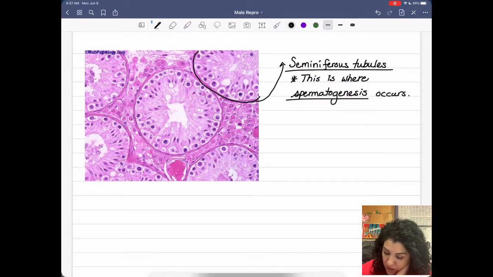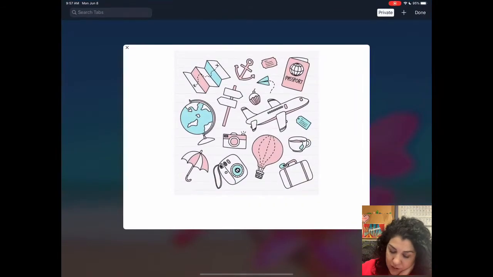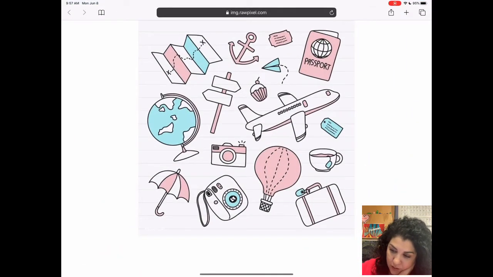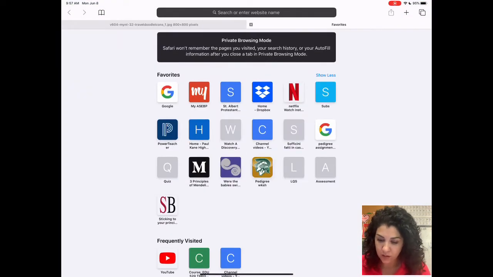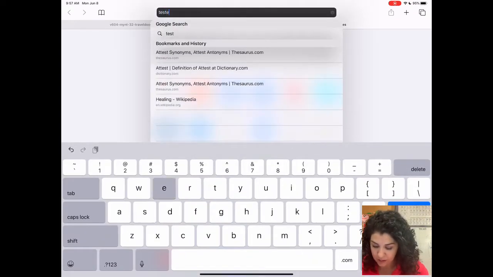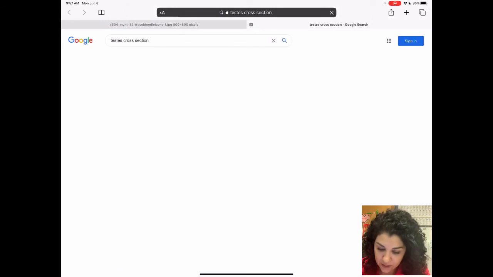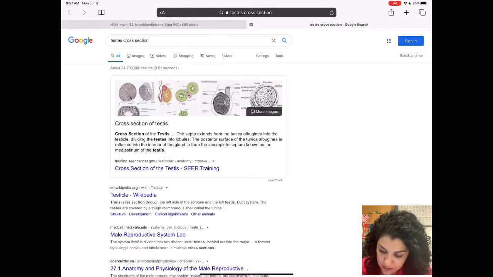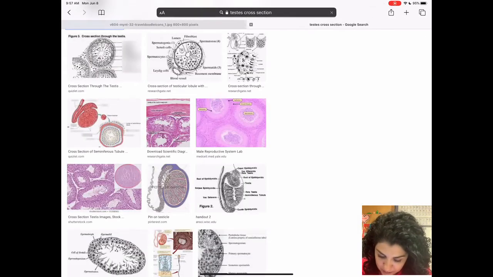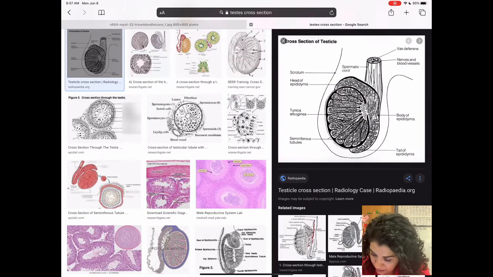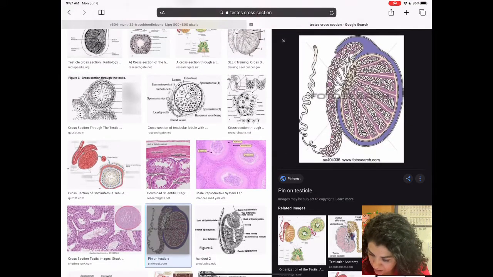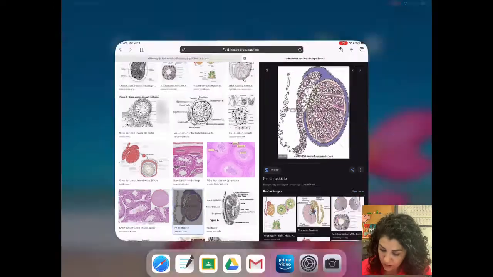Okay, and I'm just going to see if I can find, let's see, if we can get the cross section of the testes. Yes, let's look at some pictures. Perfect. Probably that one's good. Just going to use that one.